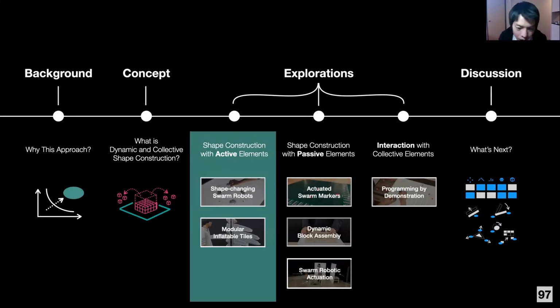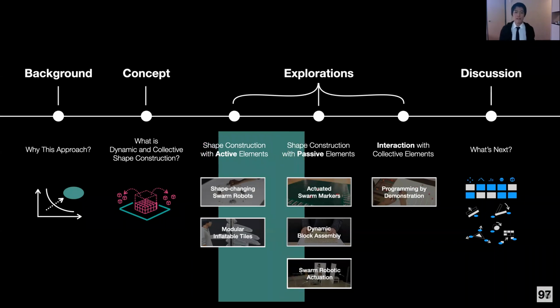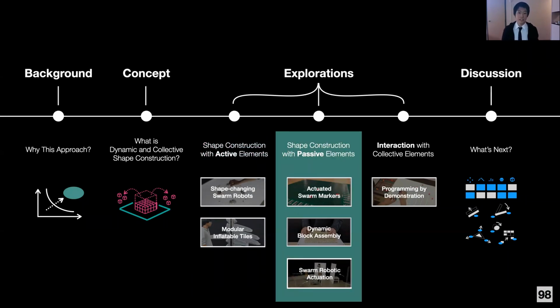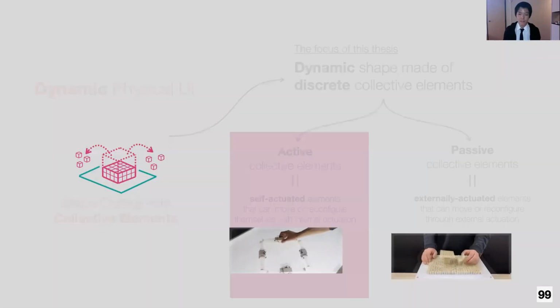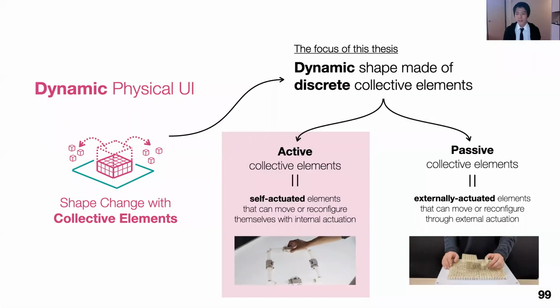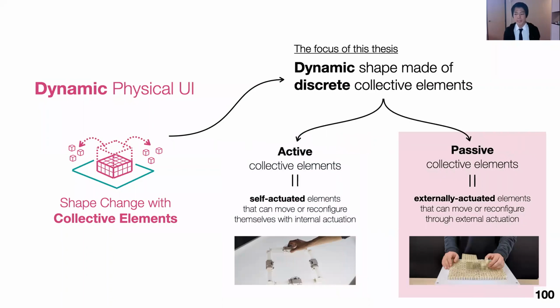Okay, so next I want to talk about another exploration of shape construction with passive elements. Again, passive collective elements means externally actuated elements that can move or reconfigure through external force or actuation.